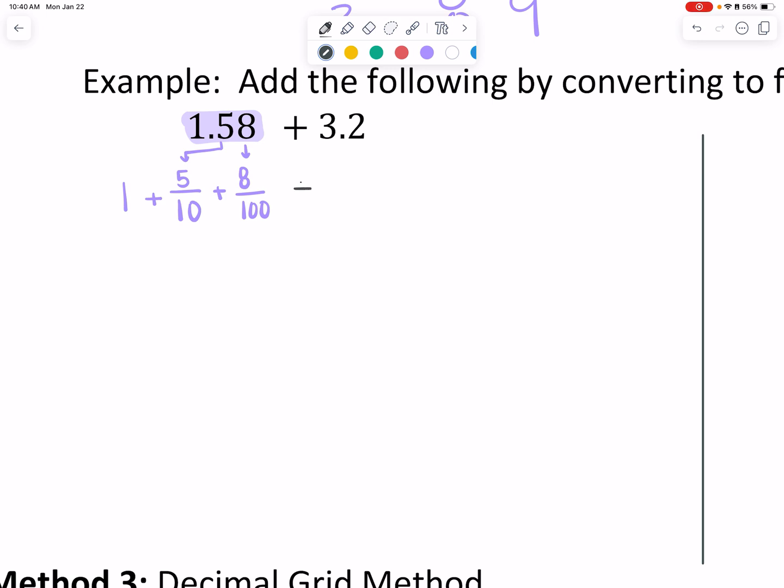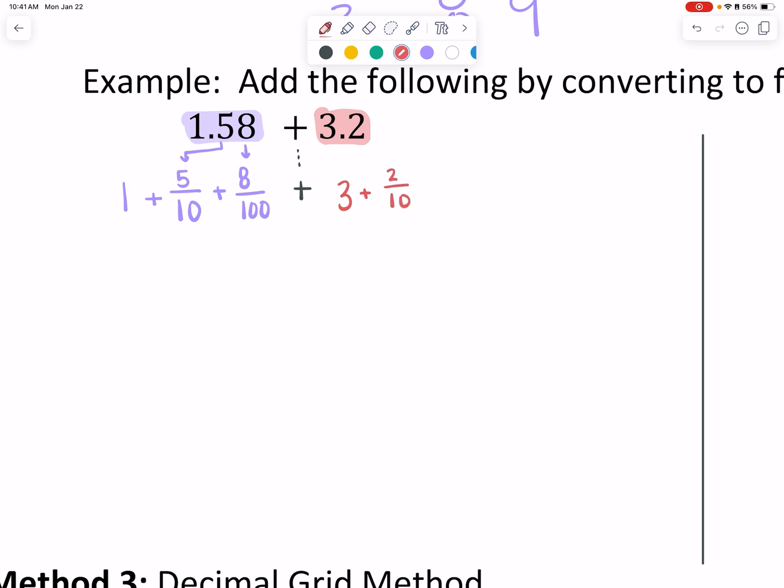That's my same plus sign. And then I'm going to do the same thing with 3.2, or 3 and 2 tenths. So this number, we'll do in this pink-red color, that's going to be the whole number 3, plus the digit 2 is in the tenths place, so 2 tenths.